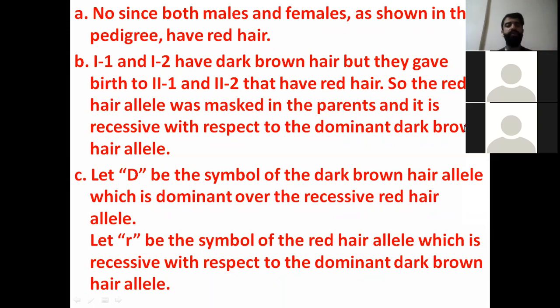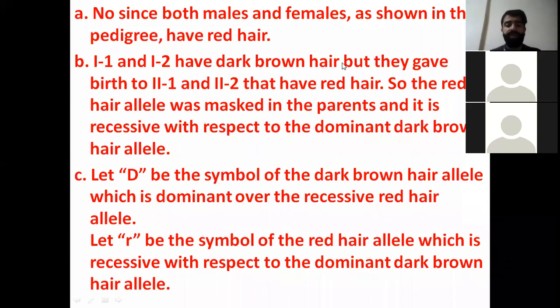Because some of you, in the last quiz, what did they do? They used, for example, let's say we have dark brown and red. They used dark brown with the symbol D, and afterward they used dark brown with the symbol D small. So they mix it. Sometimes they use D capital, sometimes D small. It doesn't work like that. Either the allele is dominant or it's recessive. It can't be dominant and recessive at the same time. Okay? So pay attention to this, please.